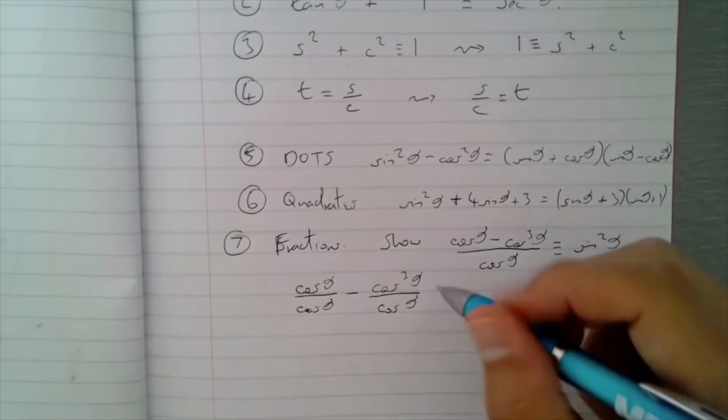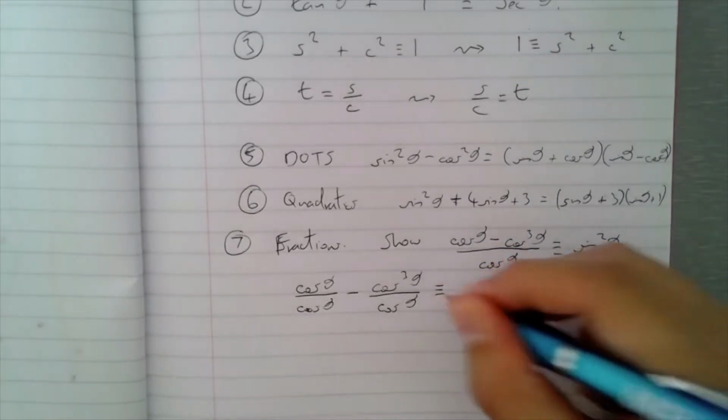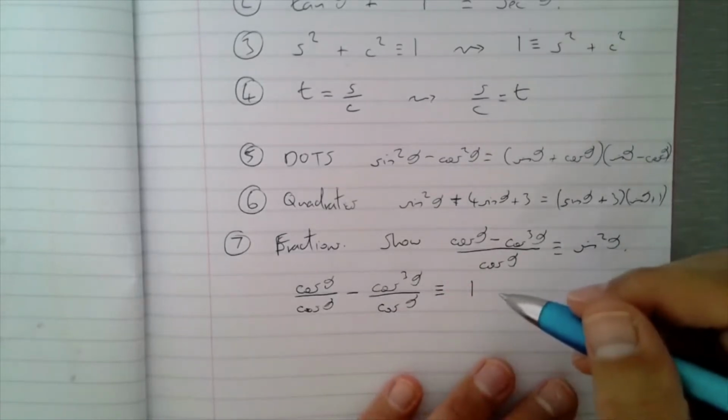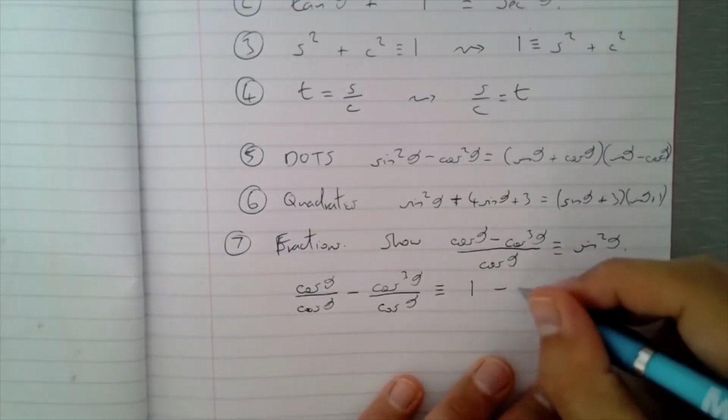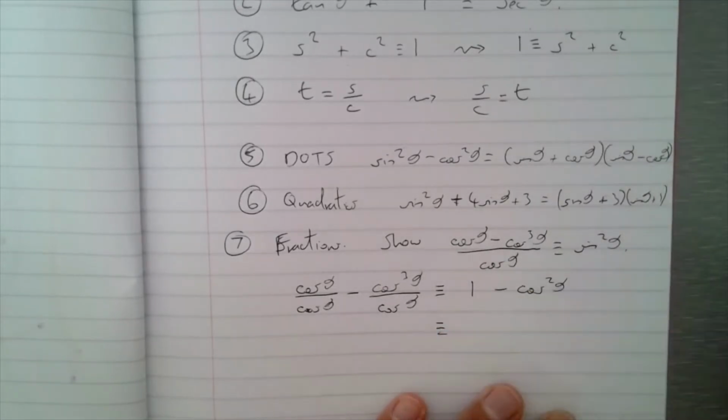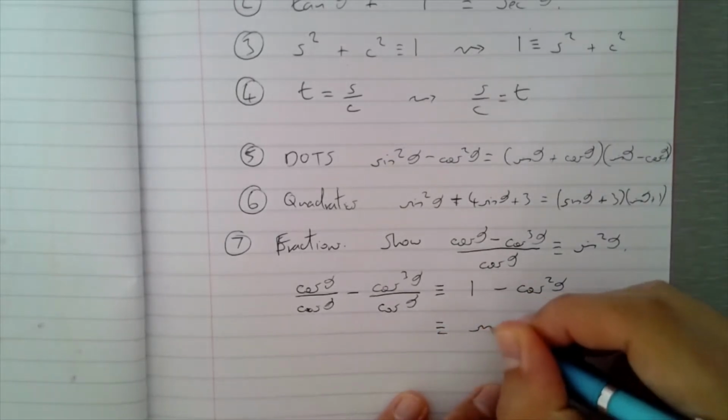So if I've separated these out, then that's equivalent to, well, cos theta over cos theta is 1, cos cubed over cos theta is cos squared, and 1 minus cos squared is actually just sine squared.